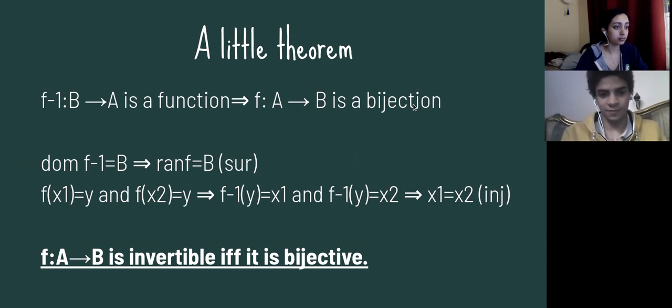And these two last theorems can be concluded in the idea that f from a to b is invertible if and only if f is a bijection. So if you have any function that's not bijective, then it cannot be invertible. You cannot find the inverse of this function unless the function is bijective, okay?